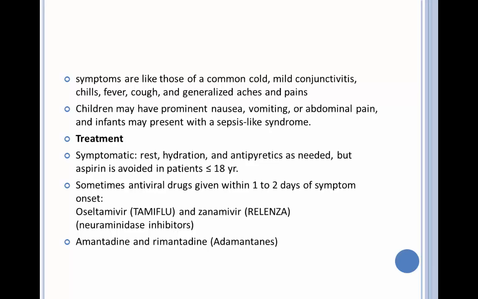Prevention is biannual vaccination. It's the CDC recommendation. And this is basically covering the strains of influenza A, 1 and 2, A and B.